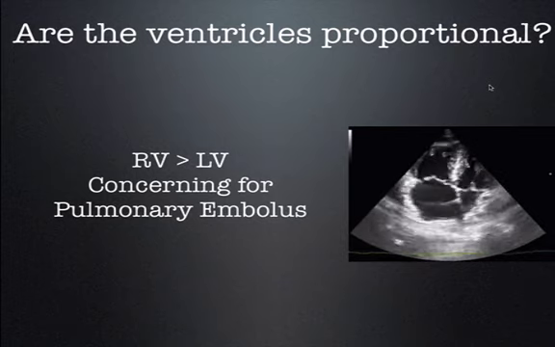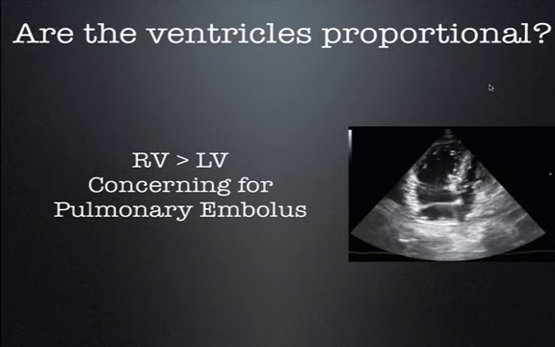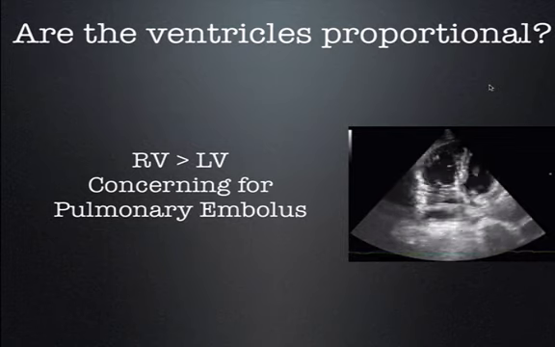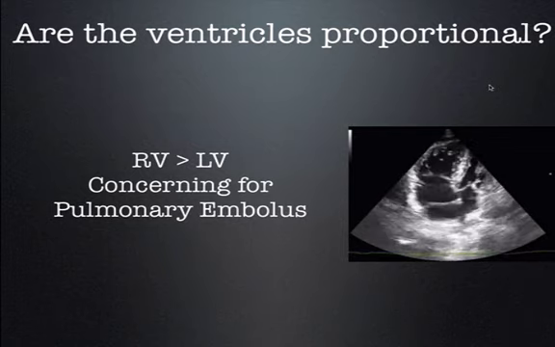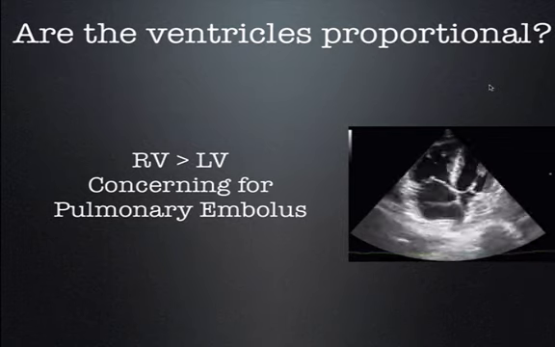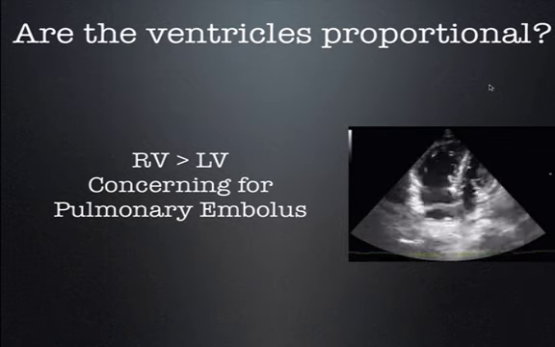If you have a patient who just flew in from overseas or just had a transatlantic flight and they come in hypoxic and short of breath and hypotensive, and you see this on your echo, then yes, this patient most likely has a pulmonary embolus, and you should feel comfortable giving this patient thrombolysis.